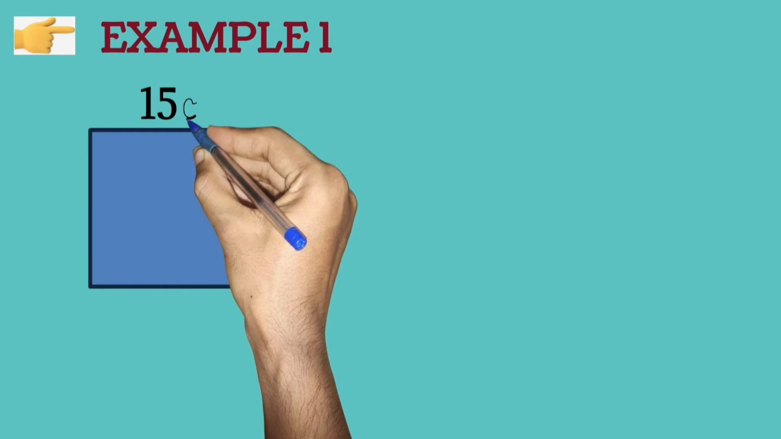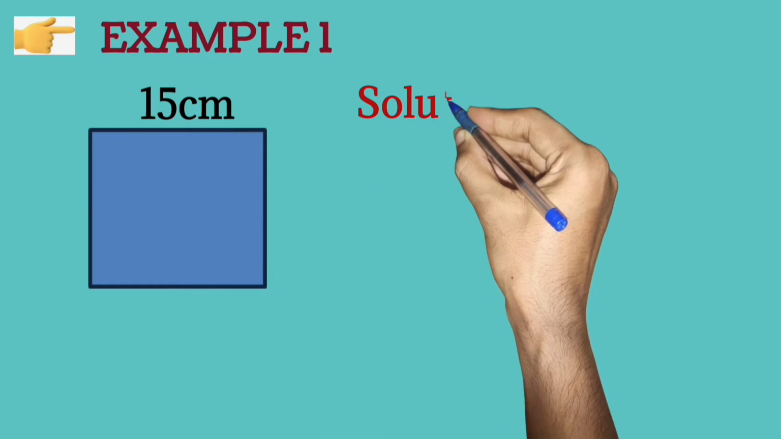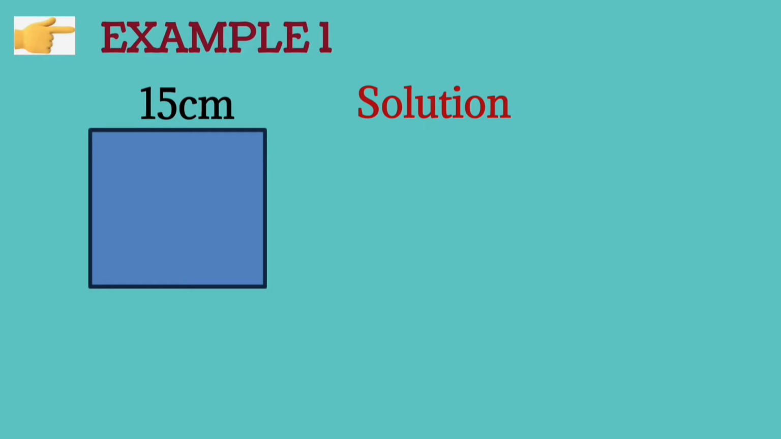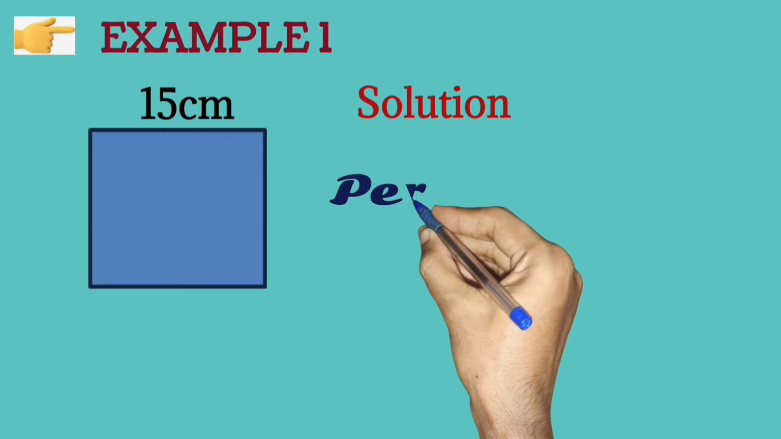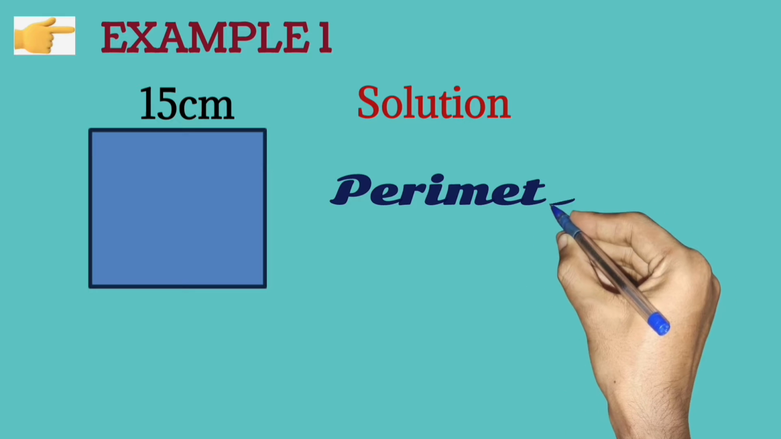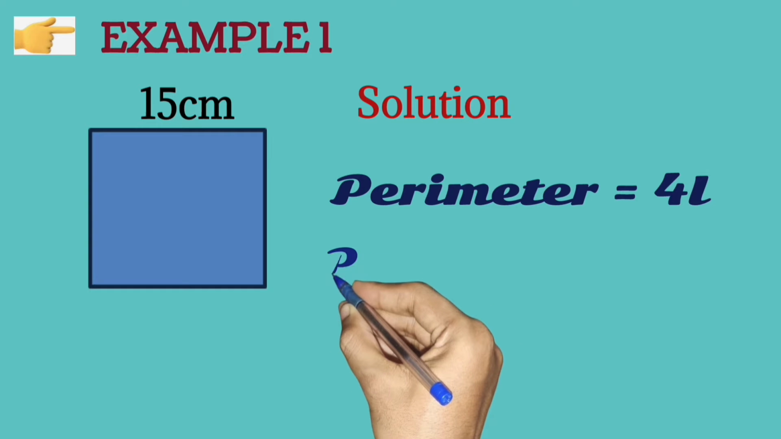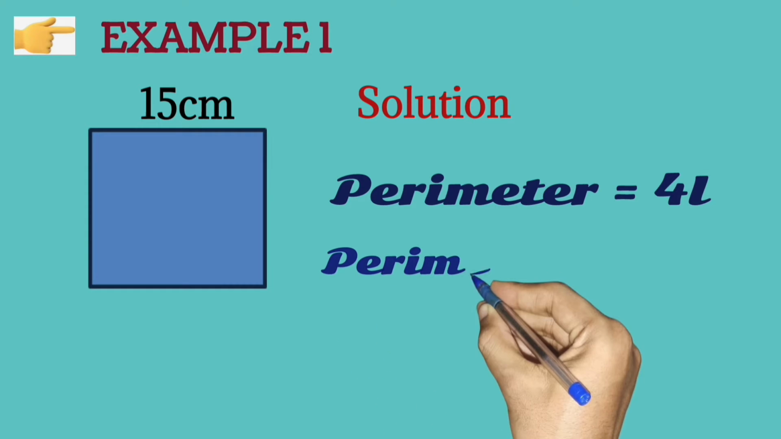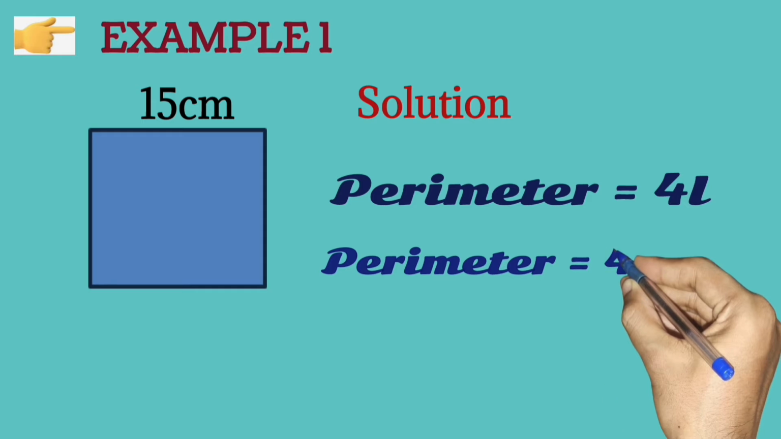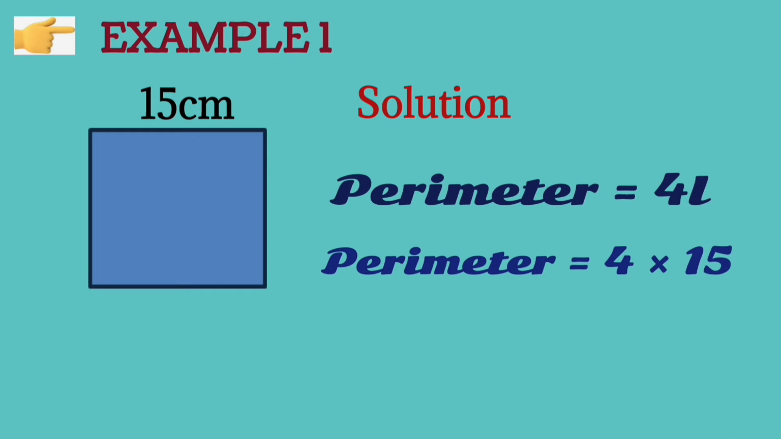Here is an example. If you are asked to calculate the perimeter of a square with length 15 cm, use the formula perimeter is equal to 4L. If you plug in the value of the length into this formula, you will have perimeter is equal to 4 times 15. 4 times 15 is 60. Hence, the perimeter of the given square is 60 cm.